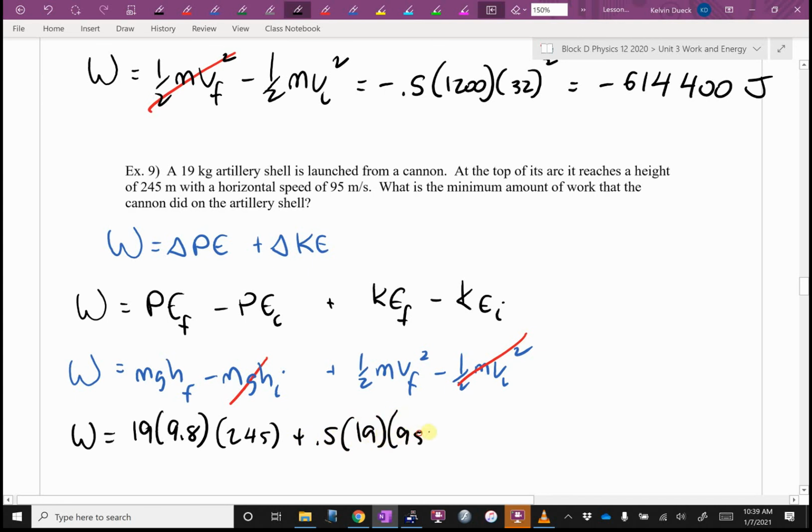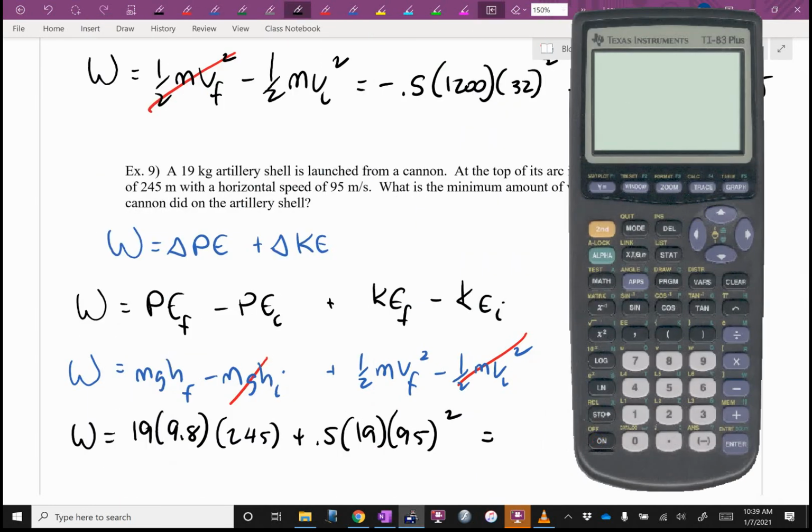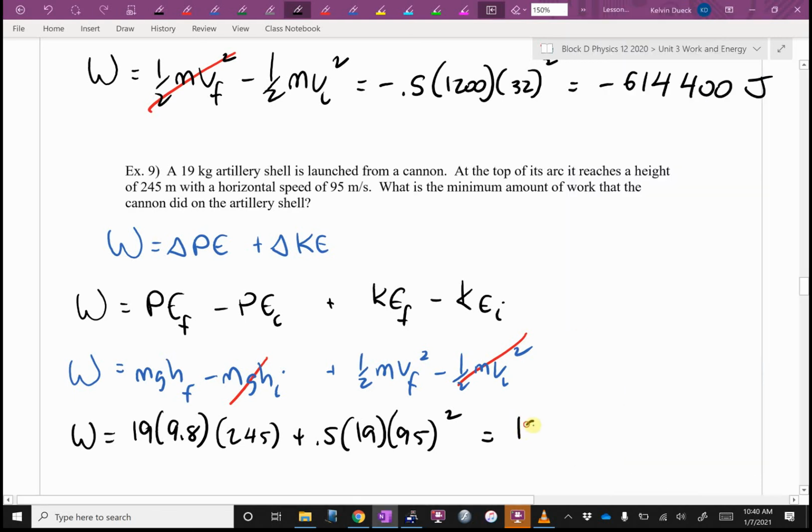What's V? 95 squared. By the way, 19 kilograms, that's actually heavier than the mass that I was holding over Aiden's head. So cannonball. And 95 meters per second, pretty fast. 245 meters, pretty high. You're probably going to get a pretty big answer. What do you get? Do you get 131,135? I'll call it 131,000. I'll go to 3 sig figs.